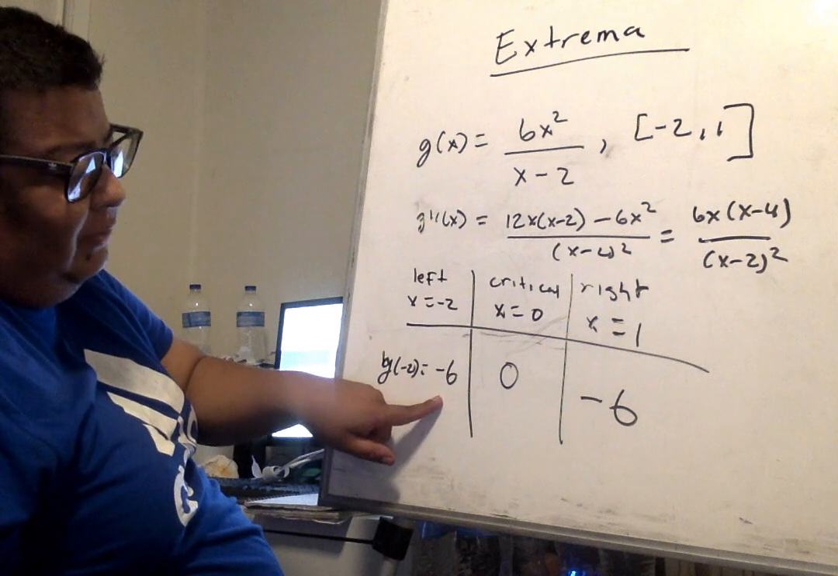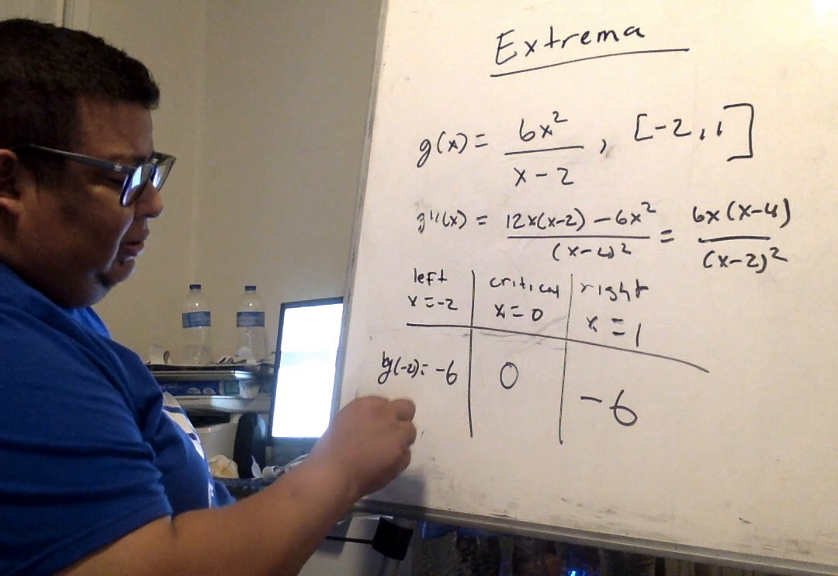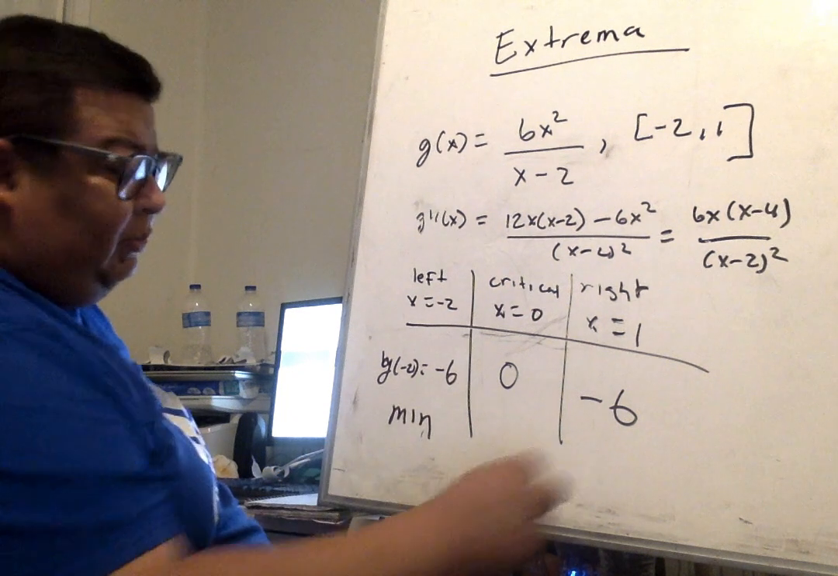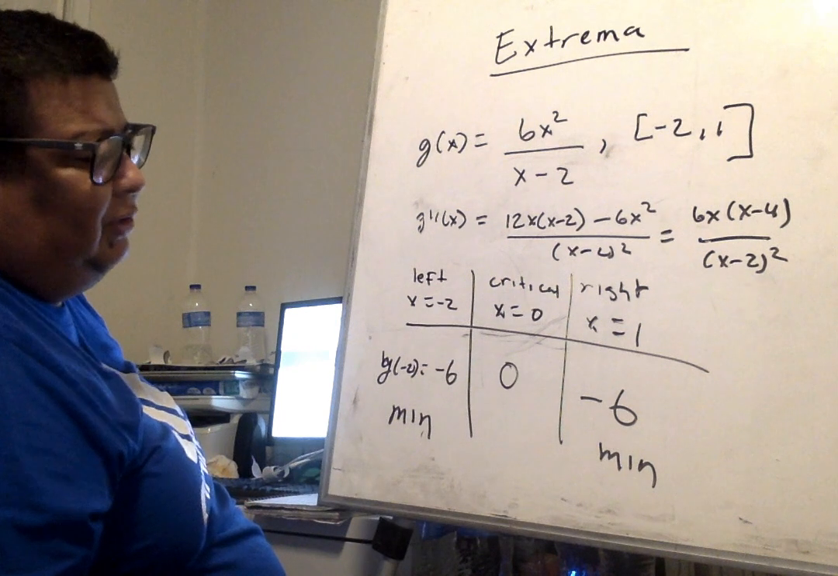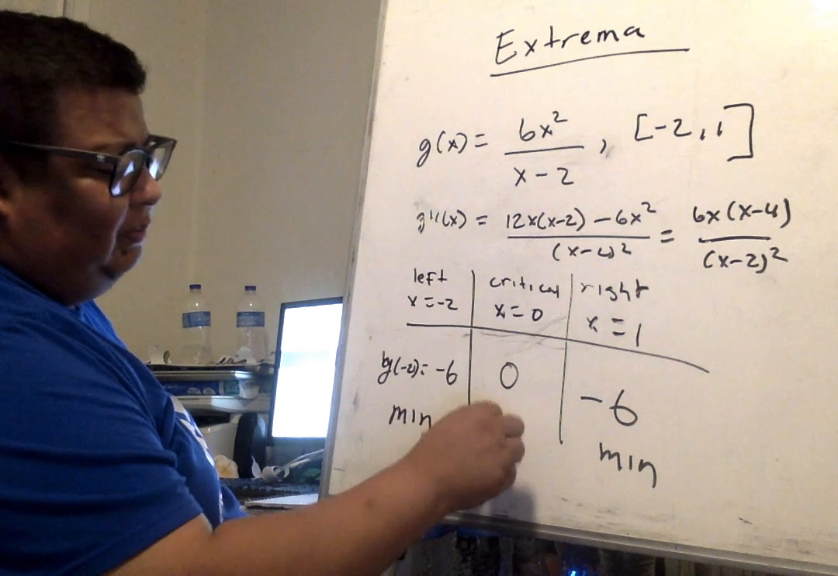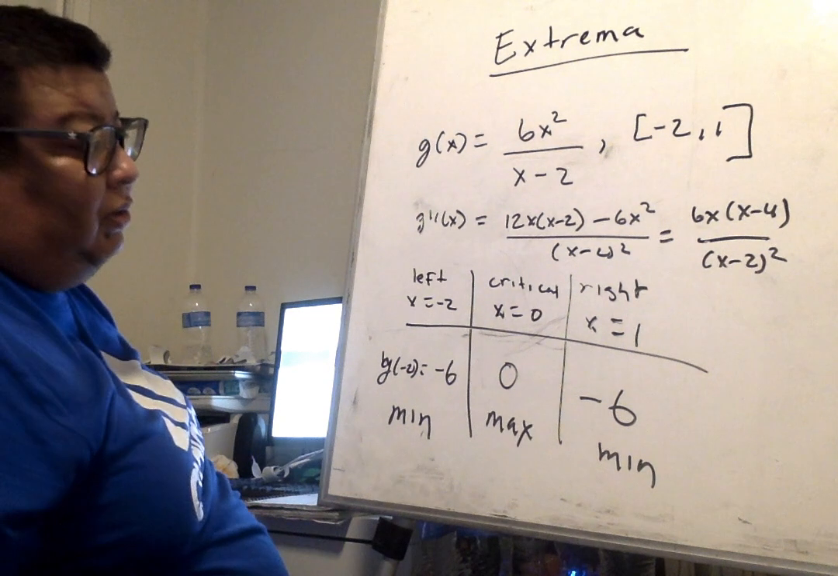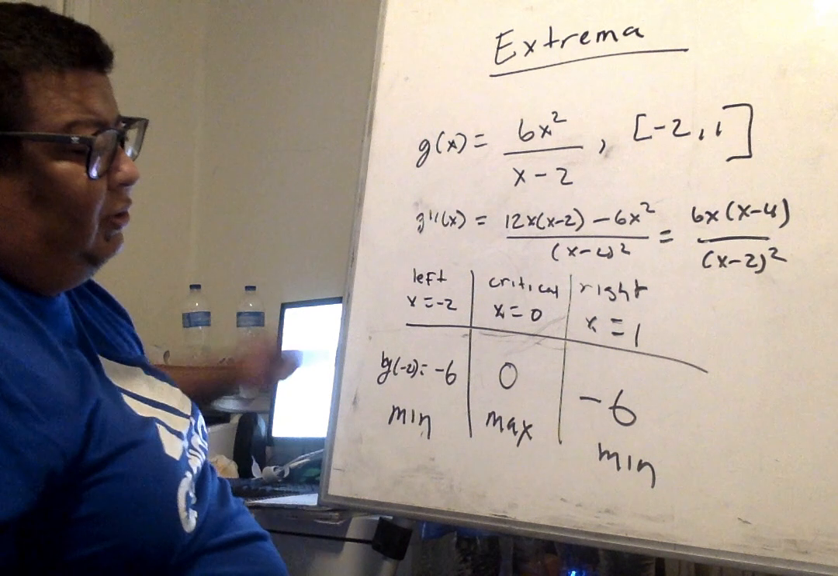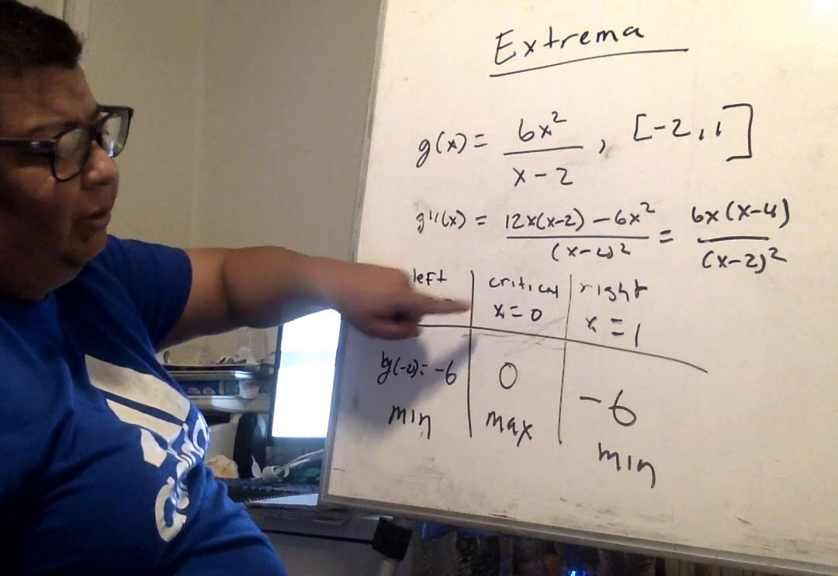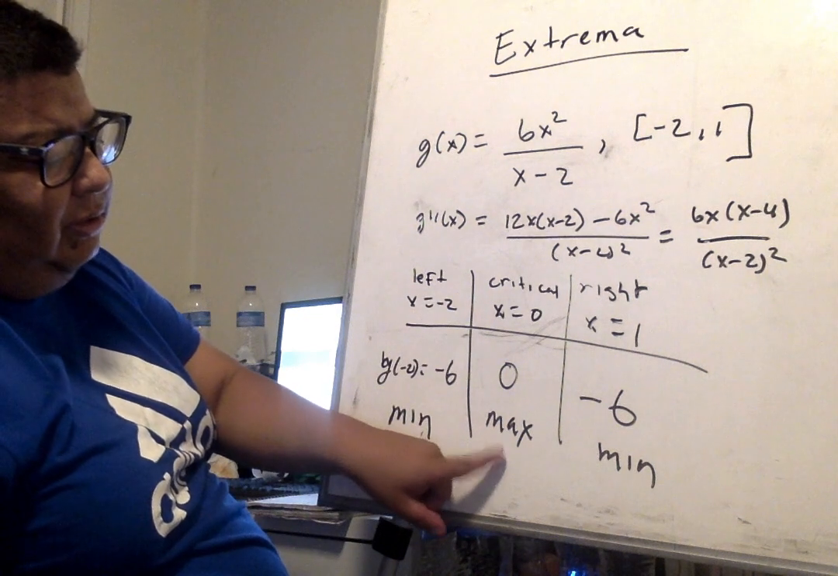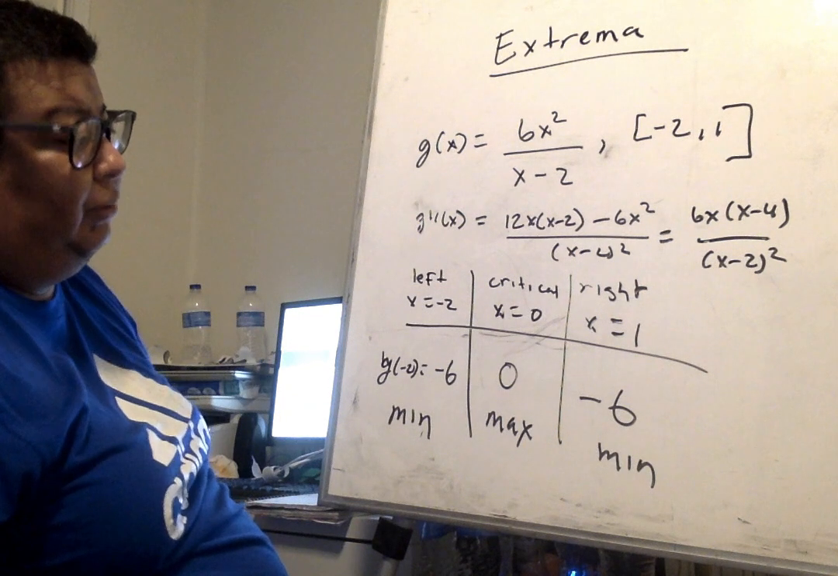Looking at the values, -6 is less than or equal to all the values, so it's going to be a minimum. This one is also a minimum. And then the critical point, where the derivative is equal to 0, that's going to be your max. Notice there is a theorem that says that relative extrema only occur at critical points.